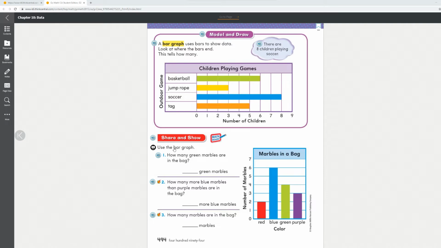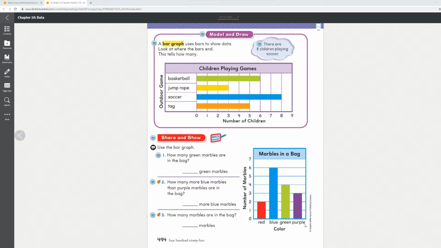Okay, so now we can start answering some questions. Let's take a look at this bar graph, the one on the bottom right. First thing we do is figure out what the categories are and what the survey is about. So it looks like marbles in a bag is the survey because that's where the title is on the top. So we have number of marbles as the category here on the left, going from 0 to 7.